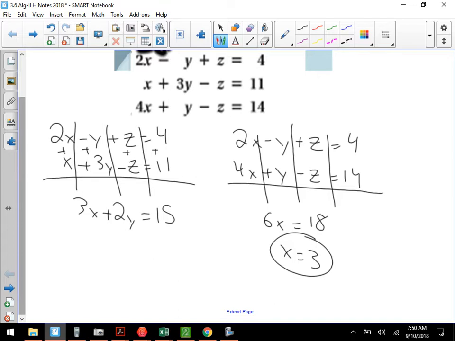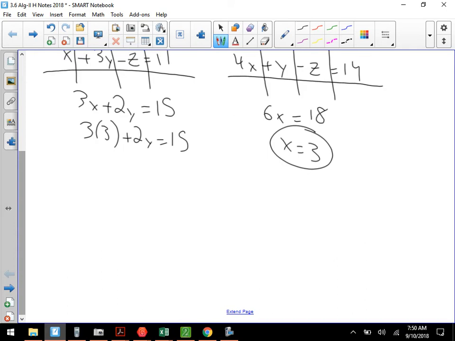Sometimes this works out real quick like this. Sometimes you'll get 6x plus 2y is 12, and then you have a system of equations that you'd have to eliminate. You might have to do it a couple times. X is 3. If I substitute back in here, I get 3 times 3 plus 2y is 15. 9, bring that over, it gets me what? 2y is 6, I believe. Y is, well, look at that, also 3.